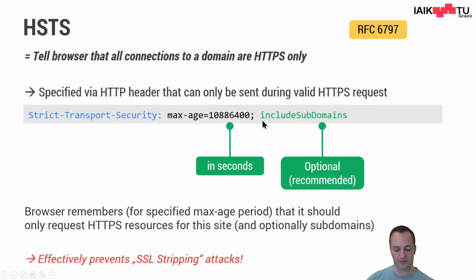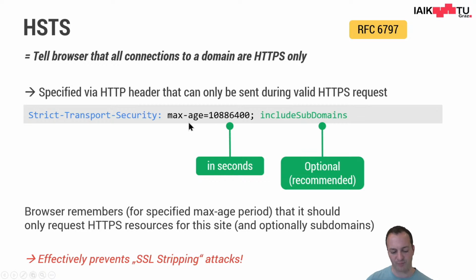If it would include this up to the point here, then your browser would remember to call this website only via HTTPS for this amount of seconds. And it would refuse connections over HTTP for that amount of time. If the TU Graz server would also send this here, then our browser would know that it must only call TC TU Graz.at and online TU Graz.at also over HSTS.